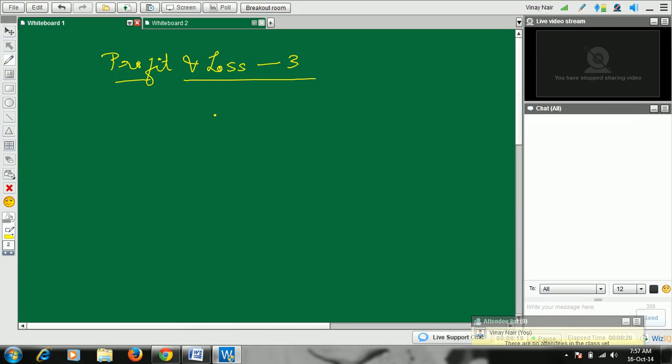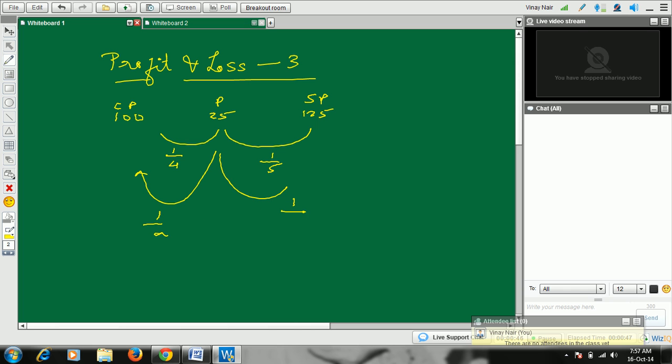In the earlier two videos we had seen that if our cost price is 100 and profit is 25 and selling price is 125, so profit is 1/4 of the cost price, so it will be 1/5 of the selling price. So we had seen if the profit is 1 by A of the cost price, then it will be 1 by A plus 1 of the selling price, right? This is what we had seen in the first two videos of profit and loss.